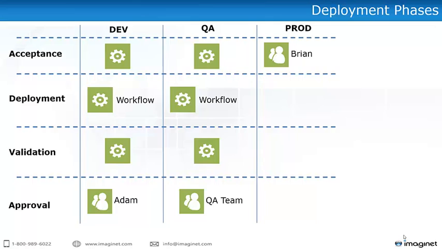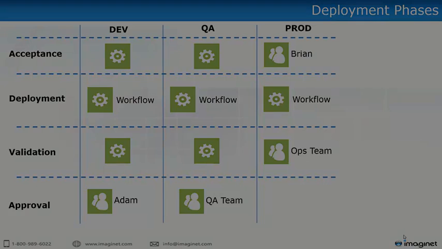For the production stage, we've decided not to automate the acceptance step, but we're going to pause and ask Brian to accept the deployment into the production environment. This will allow him to schedule, if he so chooses, or deploy immediately, as well as make sure everything is ready for the deployment. Once he accepts the deployment, the workflow is going to kick off, doing the deployment to the production environment. Then instead of doing an automated validation, we're going to do a manual validation by any member of the ops team. And that's going to complete this release.